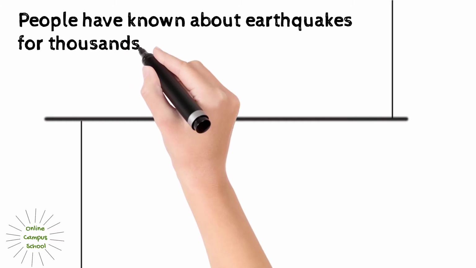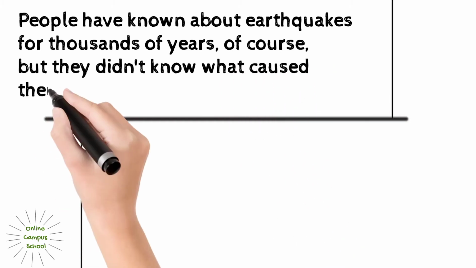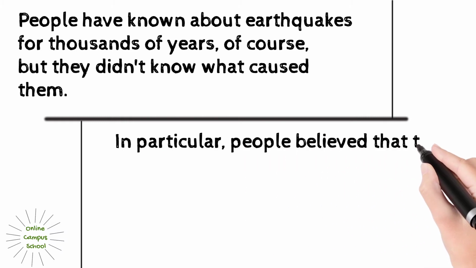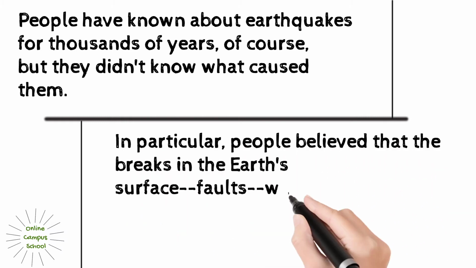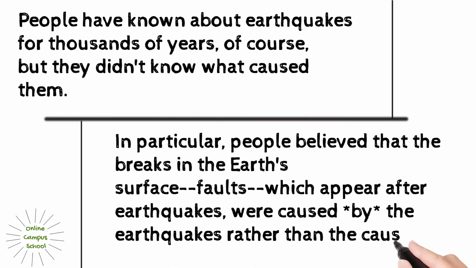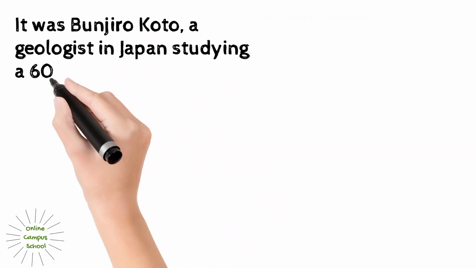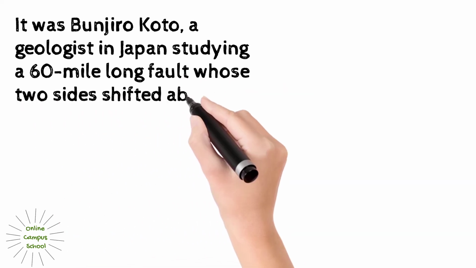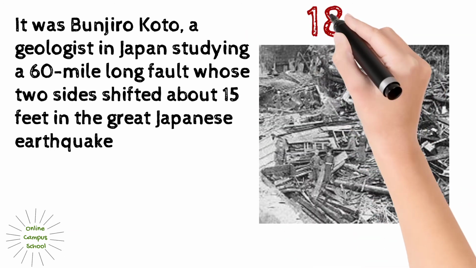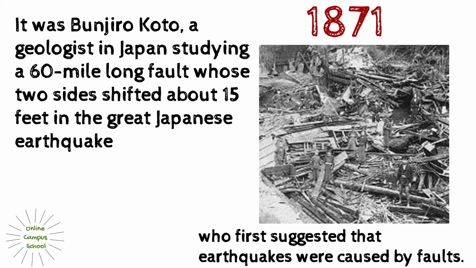People have known about earthquakes for thousands of years, of course, but they didn't know what caused them. In particular, people believed that the breaks in the Earth's surface, faults which appear after earthquakes, were caused by the earthquakes rather than the cause of them. It was Bunjiro Koto, a geologist in Japan studying a 60-mile-long fault whose two sides shifted about 15 feet in the Great Japanese Earthquake of 1871, who first suggested that earthquakes were caused by faults.